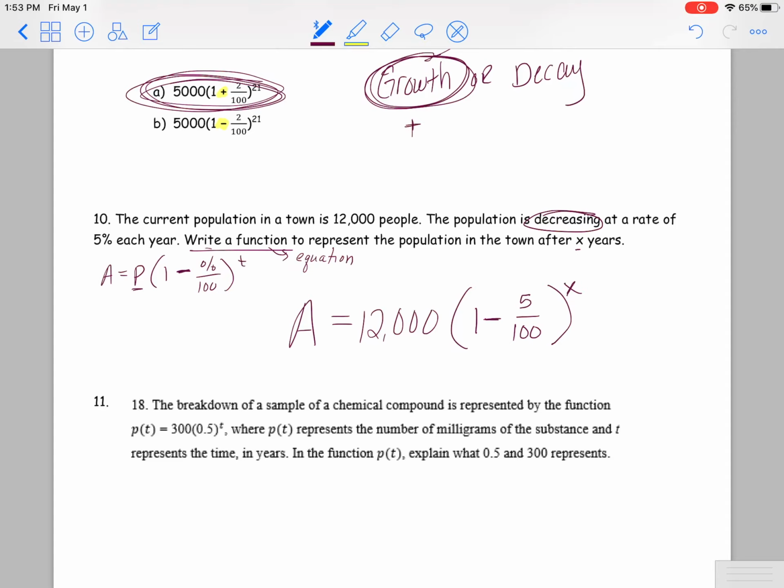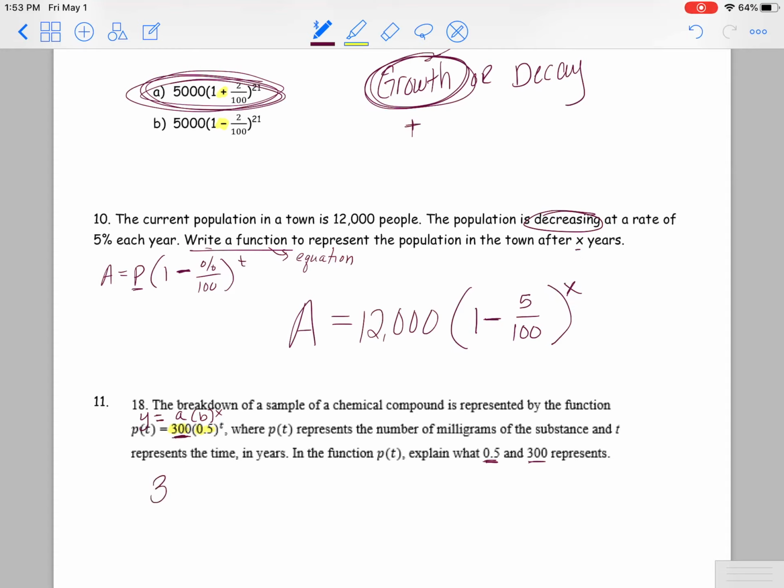All right, guys, last question. We're almost there. The breakdown of a sample of a chemical compound is represented by the function P of T equals 300 times 0.5 to the T, where P of T represents the number of milligrams of the substance and T represents the time in years. In the function, explain what 0.5 and 300 represent. So it wants to know what is this number and what is this number.